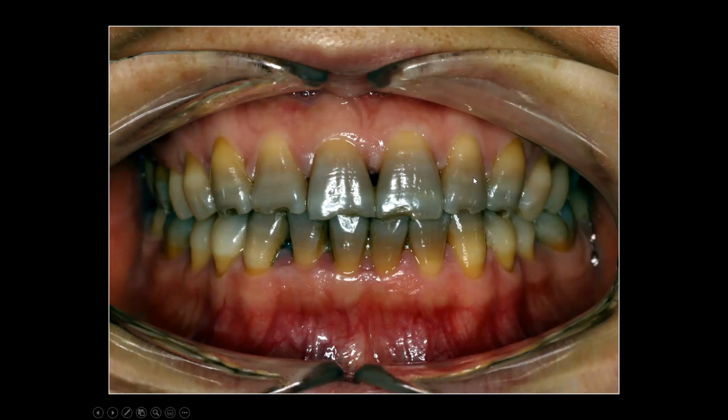Has anybody ever seen tetracycline staining? It's pretty common. You would think, I think they still use tetracycline a lot, but so pretty neat. I have a question.